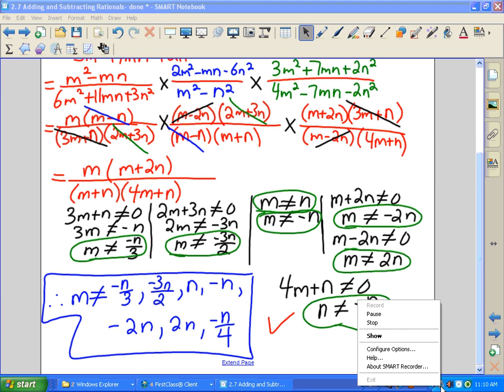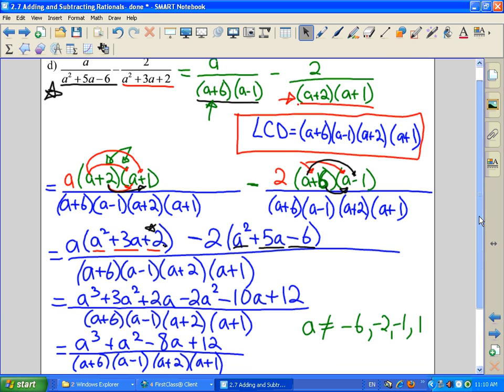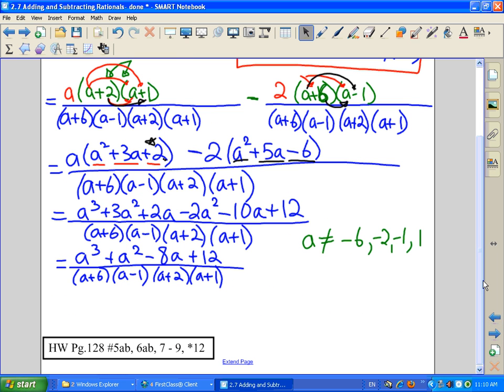And then I want to also, I apologize, I want to go back and show you your homework questions. So your homework again tonight is page 128, numbers 5A and B, 6A and B, 7 to 9, and try challenge number 12. Have a great day, guys.